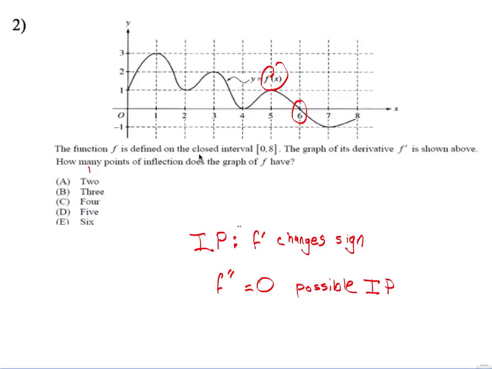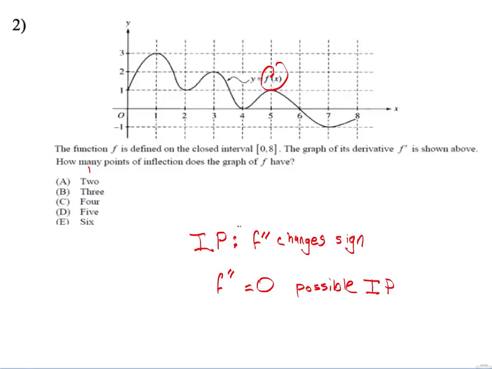Wait. I think I have the wrong definition of inflection point. It's concavity. I literally just locked that in my head. I apologize. It's not where F prime changes sign, it's where F double prime changes sign. And where F prime is equal to 0, that is a possible inflection point. So with this correct definition, now we can actually get the right answer.